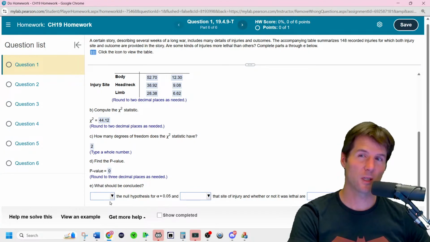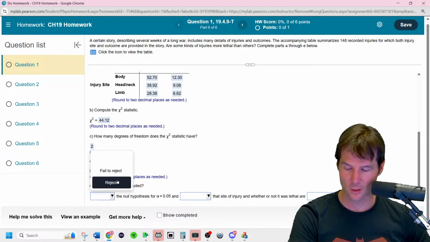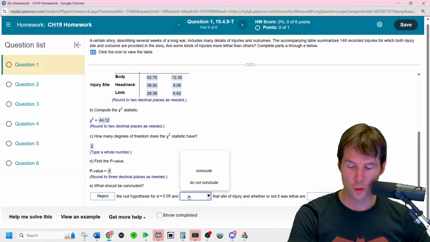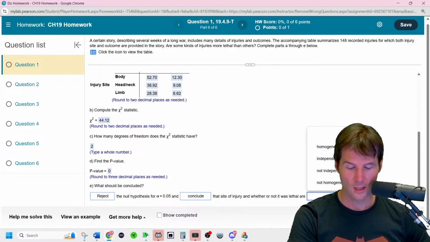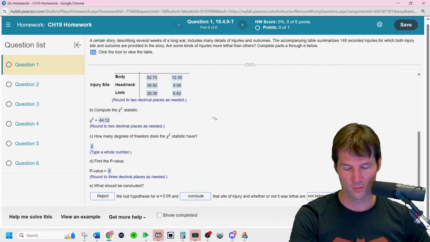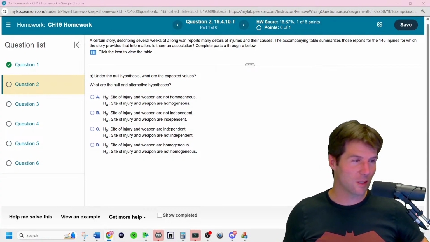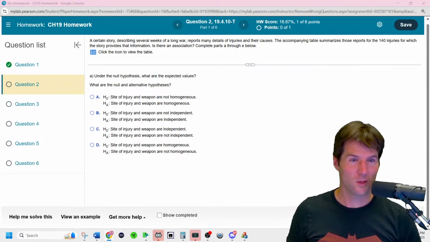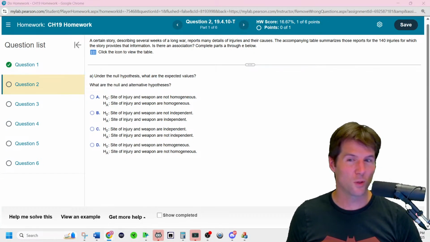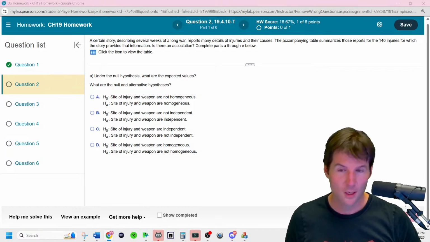I 100% reject the null. Since the p-value is low, I reject the null. And this means we do have evidence, so we do conclude that they are not independent. They're related in some way. There we go. That was a really good question. So we basically did a little mini lecture. If you understood everything right there, you understand this chapter. That's the majority of this chapter in one question. So let's do another.